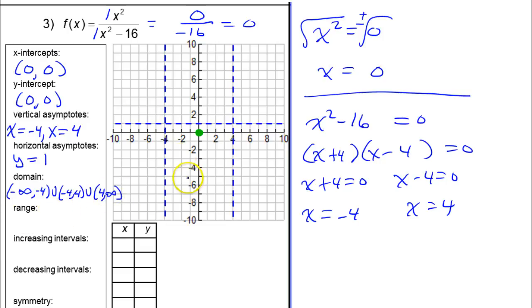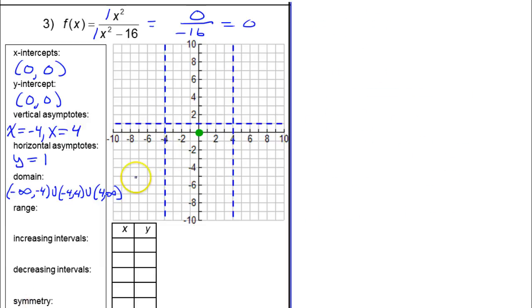For the range, you really have to graph it. You can't just go by the horizontal asymptote. You have to graph it to do the range. So let's graph it. Now the vertical asymptotes will tell me what values I need to use.